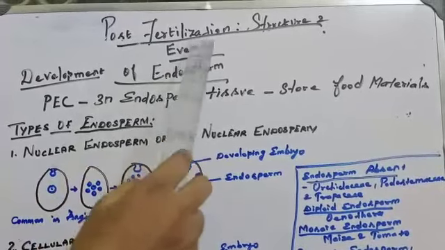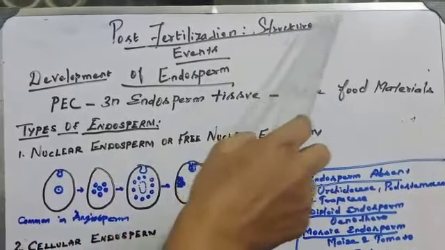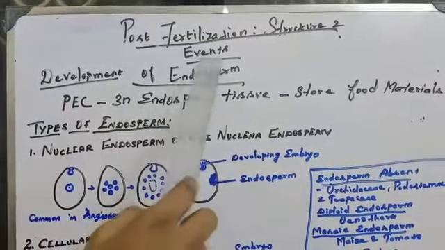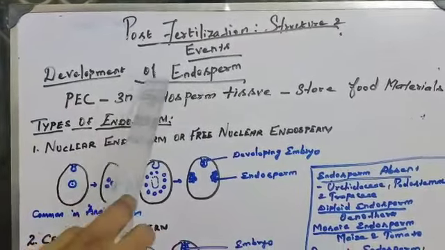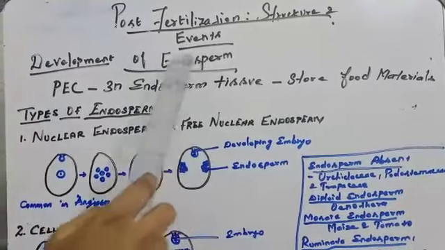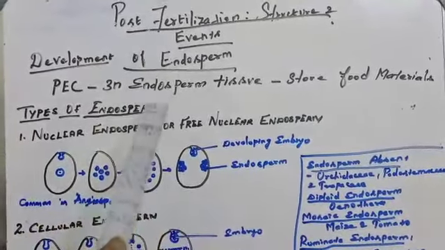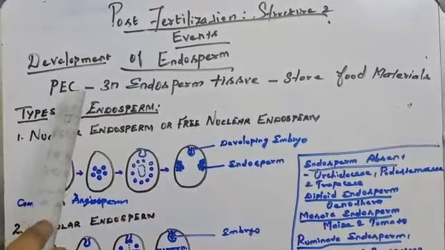Post-fertilization, its structure and events. First one is development of endosperm. When the endosperm forms, before the development of embryo, endosperm starts forming. How are the endosperms formed?